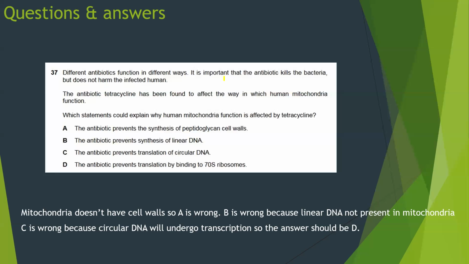Obviously A is wrong because mitochondria don't have peptidoglycan cell walls, and they don't have linear DNA. They do have circular DNA, but what happens to the circular DNA? In chapter 6, we learned that DNA must undergo transcription, and translation occurs at ribosomes. So the option is D. This is not exactly a question from chapter 10. It's a combination of chapter 1, chapter 6, and chapter 10. This is one of the variants of the type of questions that you need to learn to answer.